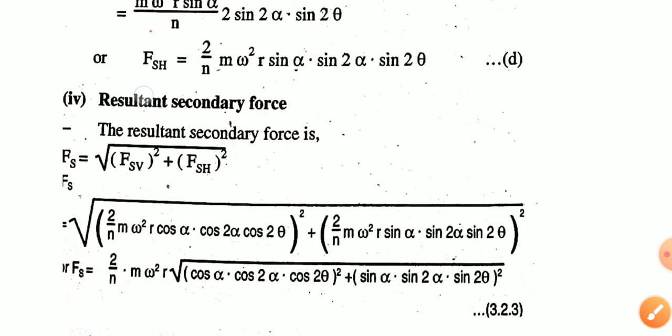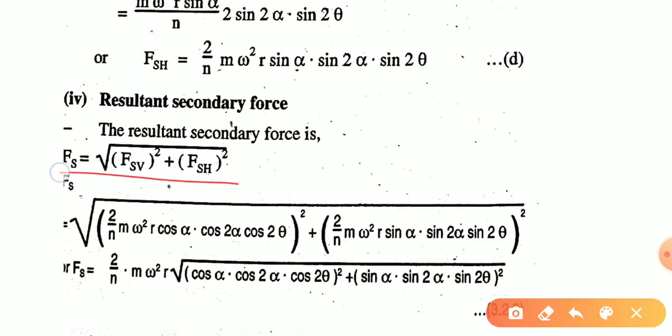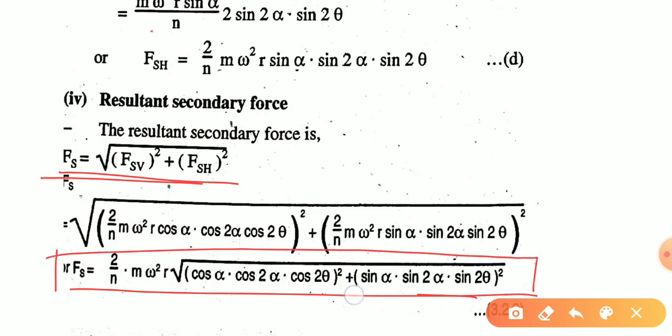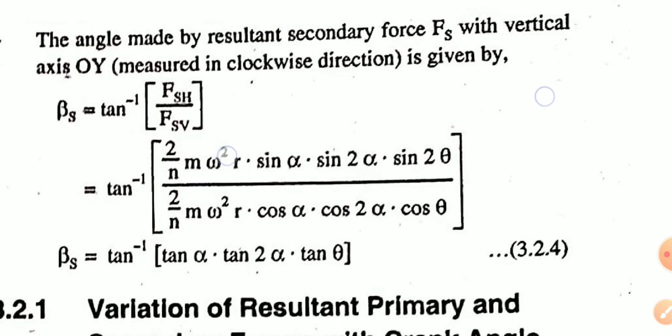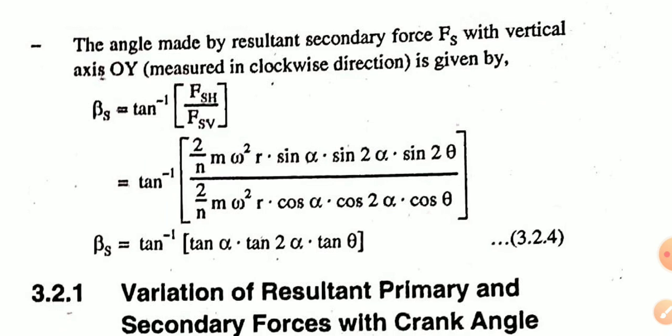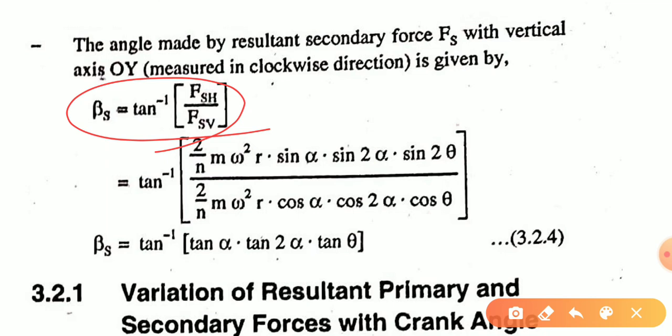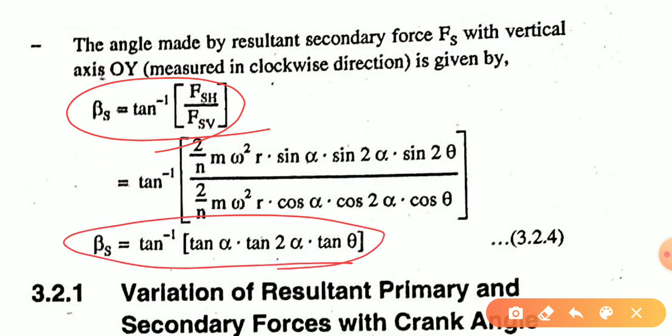Same way we can find the resultant force for both, which is equal to the square root of the square of the vertical force plus the square of the horizontal force. So this is our final equation of secondary unbalanced force. Now this is the angle made by the resultant secondary force with the vertical axis. Same way as for the primary force, the angle beta s for secondary, for primary it was beta p, is tan inverse of F_sh upon F_sv. So this is the answer.